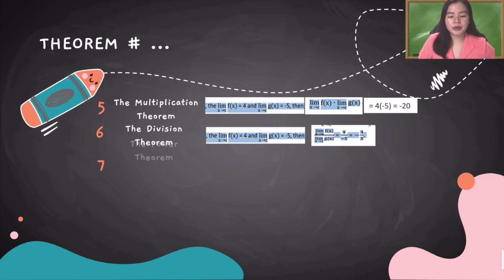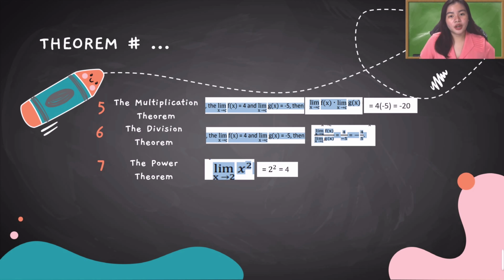So the seventh theorem is called the power theorem. It states that the limit of an integer power p of a function is just the power of the limit of the function. So for example, the limit of x squared as x approaches 2 is equal to 4, because the exponent is 2, so it will be 2 squared equals 4.